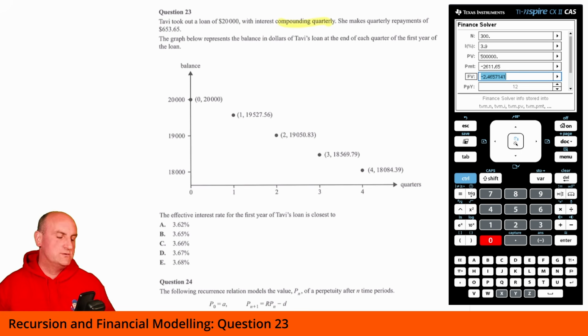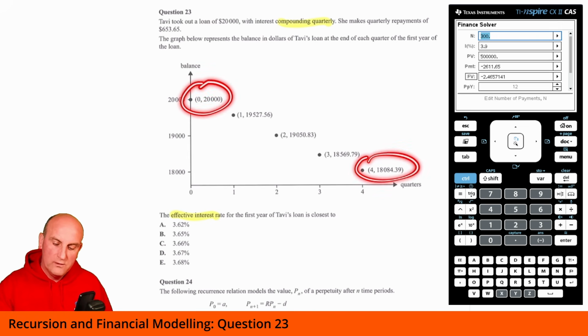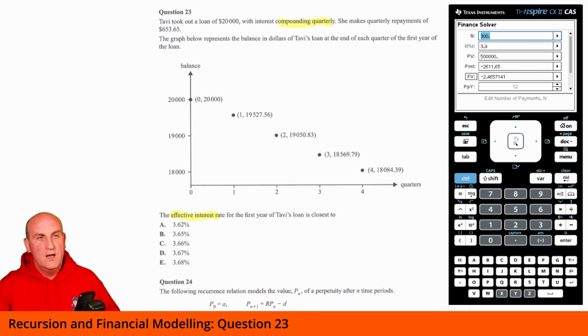The effective interest rate, right? We want effective interest rate. It's financial solver, and remember your financial solver gives you a nominal rate of interest. So I'm going to go back here. What I'm going to do is use my principal value here and my final value here. Okay, so I've got N as 4 because there's been 4 payments. My interest rate, do I know what my interest rate is? No, because I'm going to try and find it.